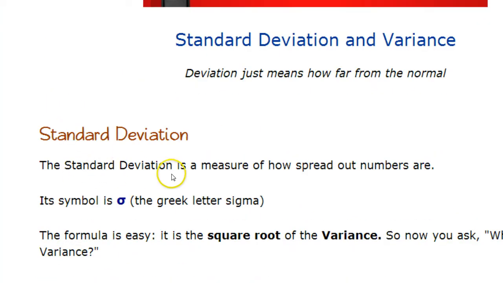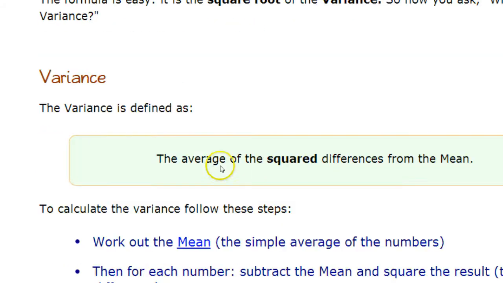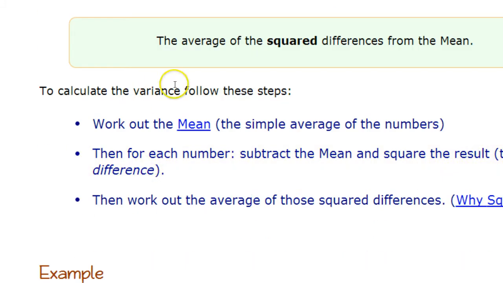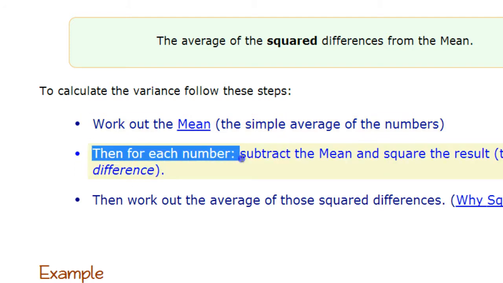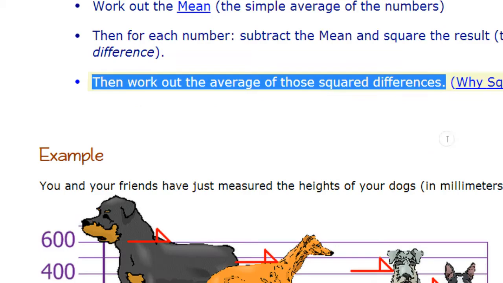Standard deviation is just a measure of how spread out numbers are. It is the letter sigma. It's a lowercase sigma. The formula is easy. It is the square root of the variance. So what is the variance? The variance is defined as the average of the squared differences from the mean. So to calculate the variance, work out these steps. Find the mean. Then for each number, subtract the mean and square the result. Then work out the average of those squared differences.